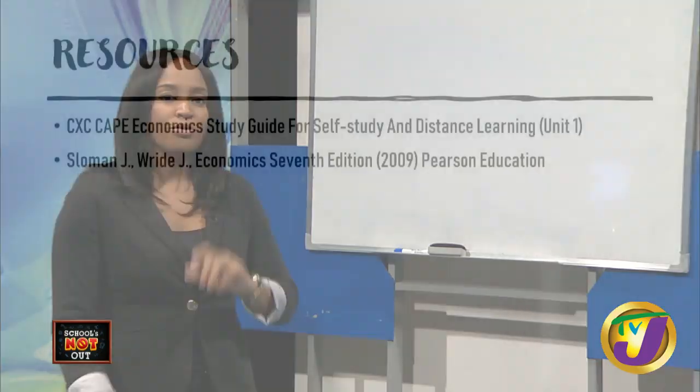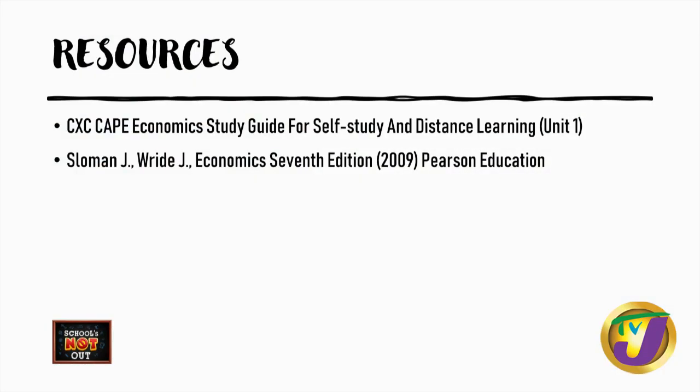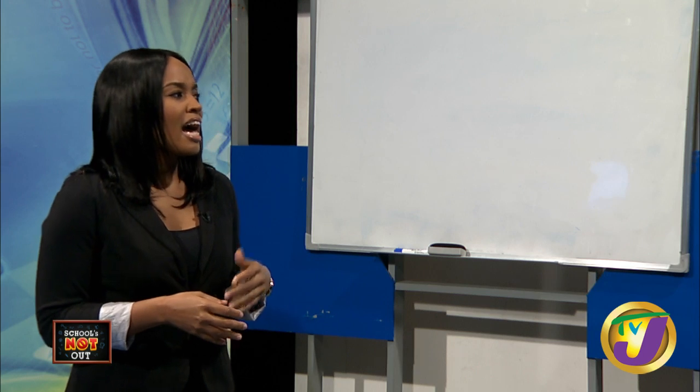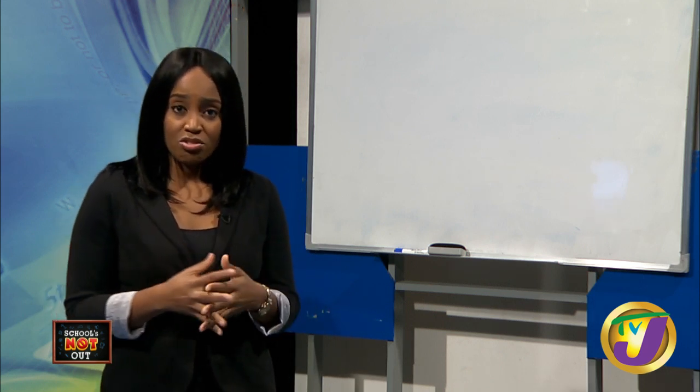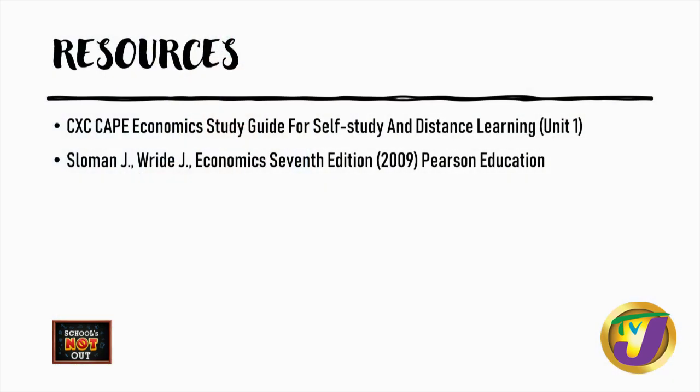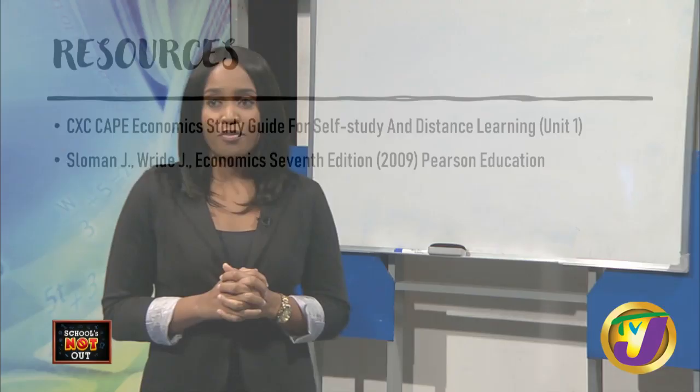So some resources that you can use while preparing for your exam, that I've used to prepare this lesson, are the CAPE Economics Study Guide for Self-Study and Distance Learning, for Unit 1, and also Economics, 7th Edition by John Sloman. Please remember to use the CXC website. Go to CXC stores and download your syllabus. In your syllabus, you will find specimen questions. You'll find paper 2 questions and paper 1 questions, multiple choice questions and short answer questions, and you'll also find the answers to those questions. Please take the opportunity also to read the reports so you can see some of CXC's comments on challenges that candidates have had on some questions. This will give you an insight to help you prepare for your examination.